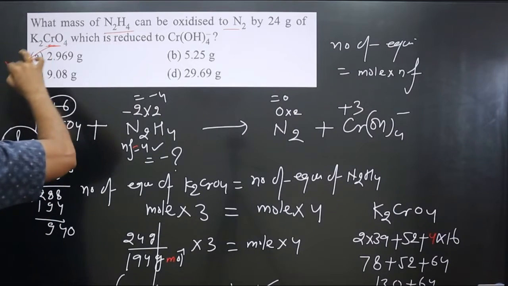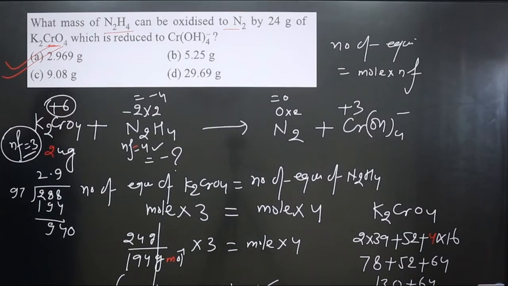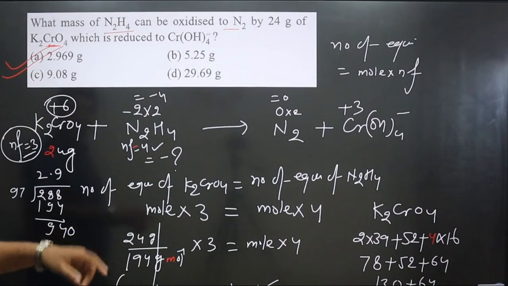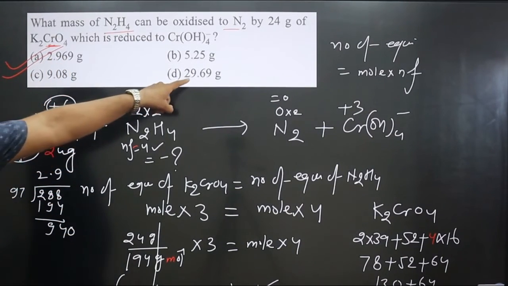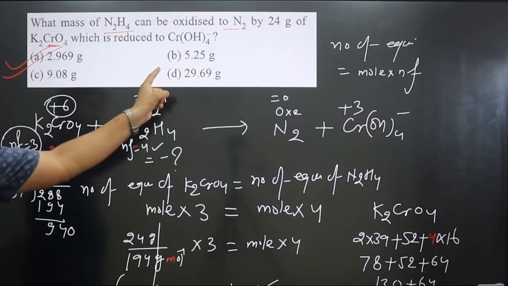Which option is there? Option A is correct. The approximate value starts from 2.9. You can see confusing options are there, but this is 2.9.